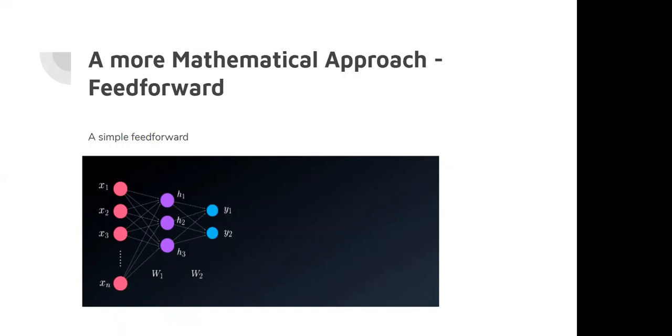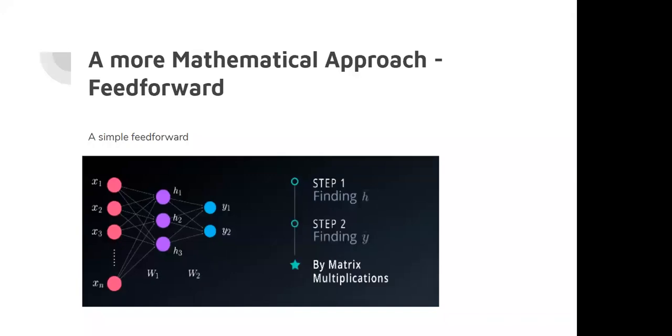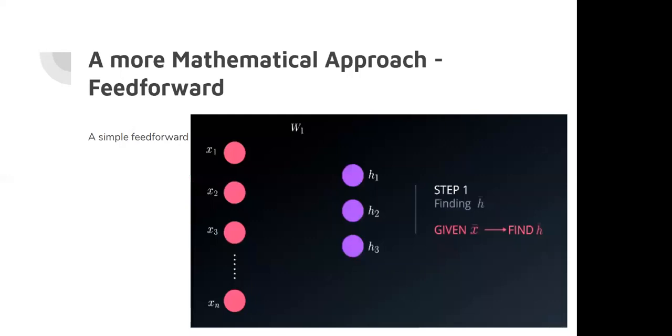You have your input vector x1 to xn, which is called x, then you have your weight matrix W1, and then you have your hidden layer H1 to H3. To keep everything simple, we just have 3 neurons in the hidden layer, H1, H2, H3. Otherwise, it becomes a little complicated. Step 1, we need to find H. Step 2, we need to find y bar. It's not y hat anymore, it's y bar because you have a vector. Then you want to find y bar by matrix multiplications. So let's go forward with this.